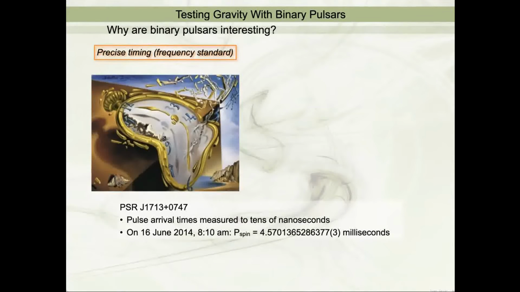The most accurately measured pulsar rotation is for this particular pulsar, and we can measure and predict when the next rotation will be to a precision of about 10 or a few tens of nanoseconds. So we know the rotation of the pulsar to so many decimal places. So the rotation of the pulsar is 4.57 blah millisecond, and the last digit is the uncertainty on that last number there. So it's basically 77, plus or minus 3 on that last number there.